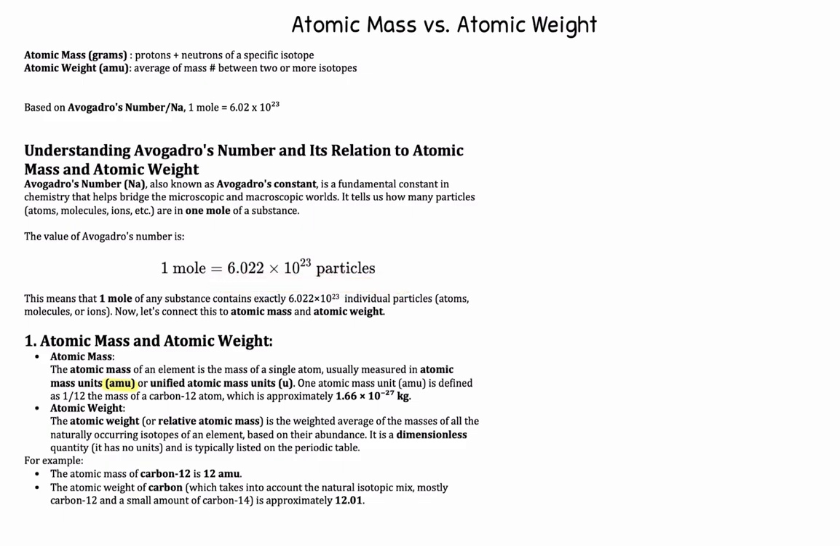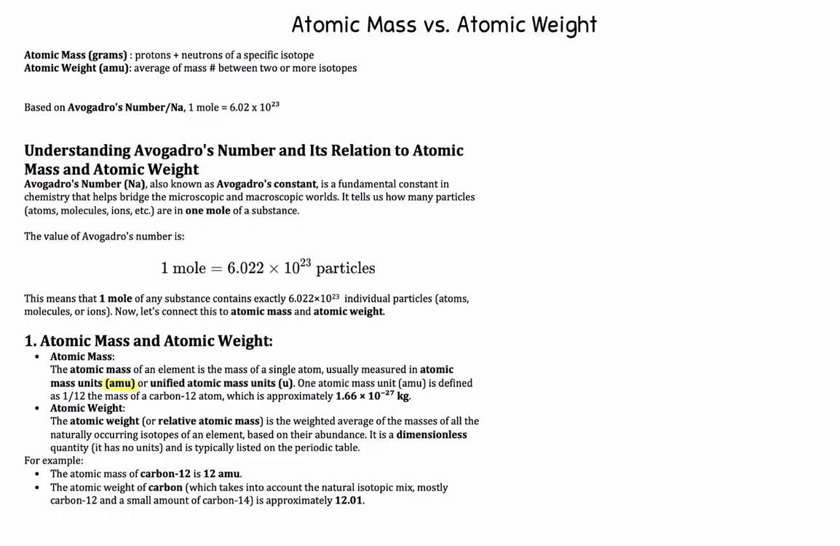The atomic mass of an element, as stated a while ago, is measured in atomic mass units, AMU, or unified atomic mass units. One atomic mass unit is defined as 1/12th the mass of a carbon-12 atom, while atomic weight is also known as relative atomic mass. It's the weighted average of the masses of all the naturally occurring isotopes of an element based on their abundance. It is dimensionless, which means it has no units, and it's typically listed on the periodic table.